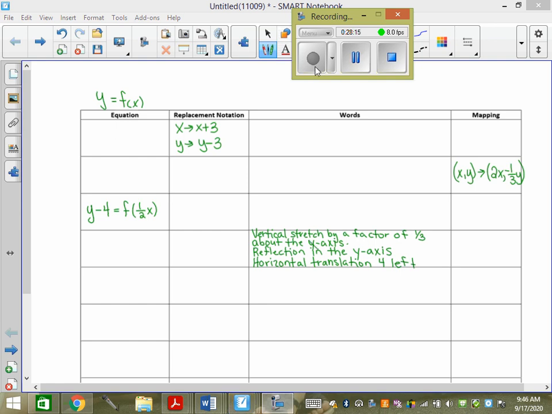So replacement notation and equation go very well together, right? Mapping and words are basically the same thing, just representing it differently. So for replacement notation, I would go y minus 3 in for my y equals f of x plus 3, and then I would subtract my 3 over. So I would get y equals f of x plus 3 plus 3.